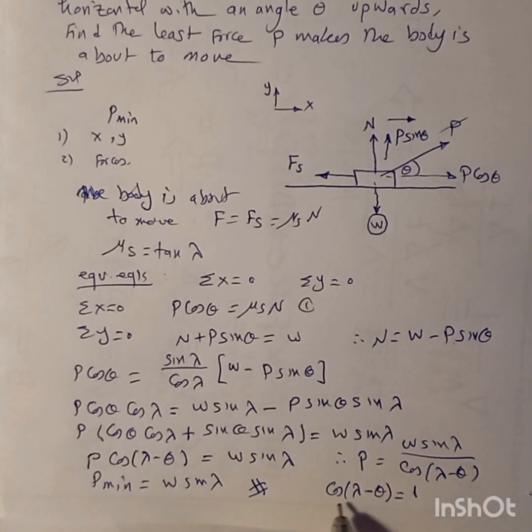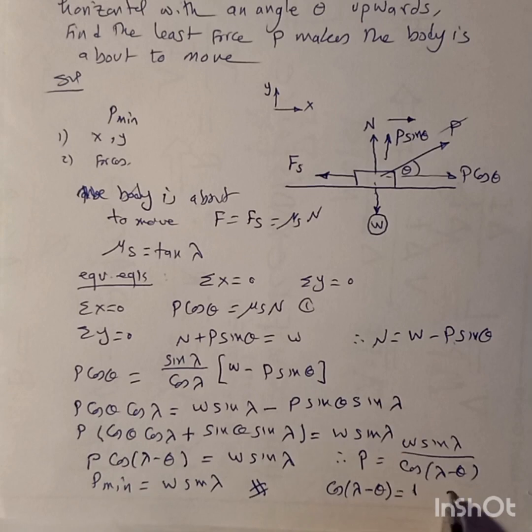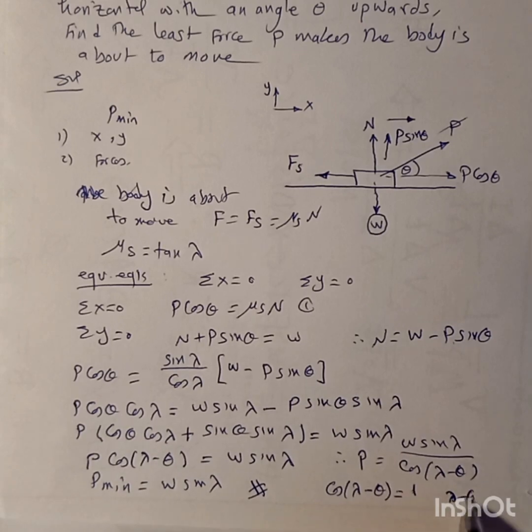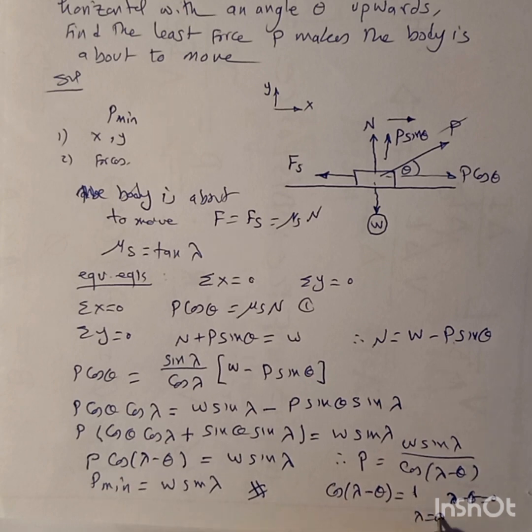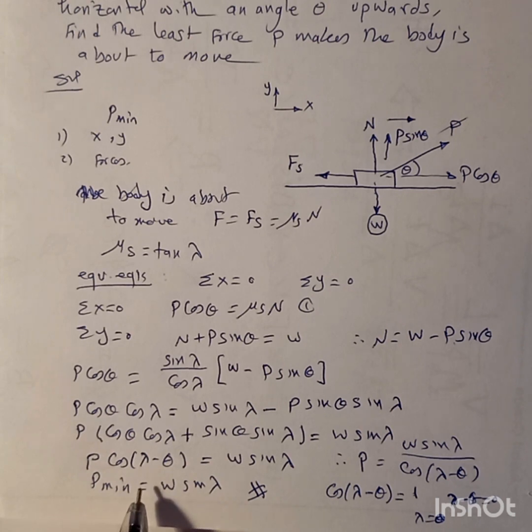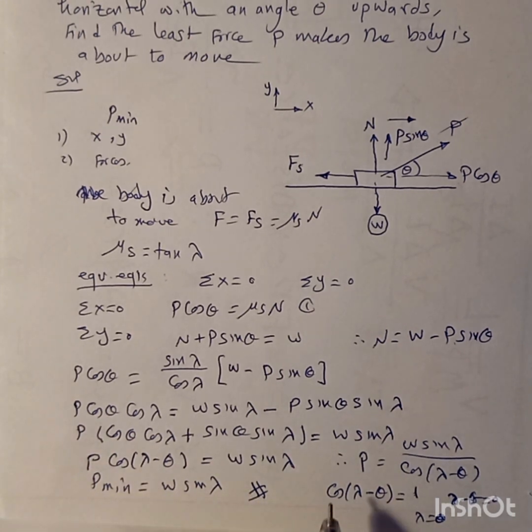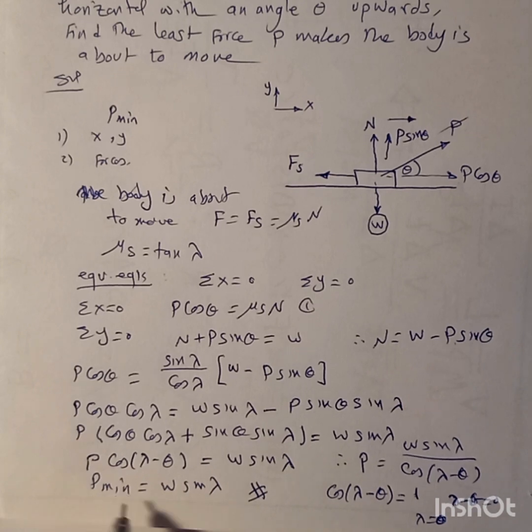This condition we can find when lambda minus theta equals 0, then lambda equals theta. This is the situation where we find P minimum, that makes the body about to move. Then P minimum equals W sine lambda, and this is required to find.